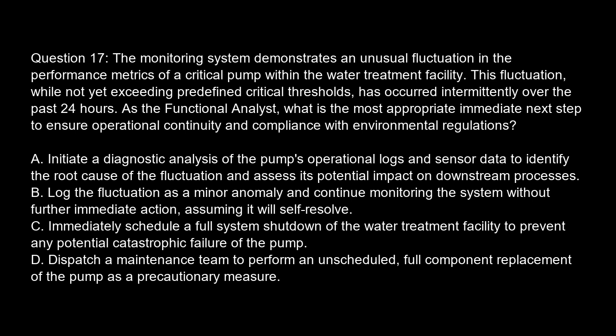Option B. Log the fluctuation as a minor anomaly and continue monitoring the system without further immediate action, assuming it will self-resolve. Option C. Immediately schedule a full system shutdown of the water treatment facility to prevent any potential catastrophic failure of the pump. Option D. Dispatch a maintenance team to perform an unscheduled, full component replacement of the pump as a precautionary measure.